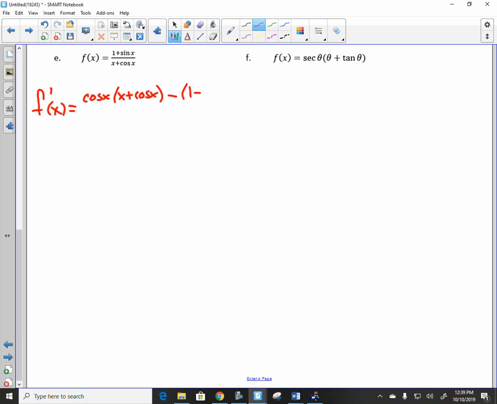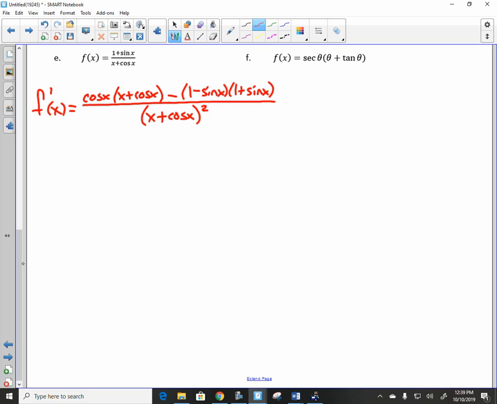1 minus sine squared. 1 minus, just 1 minus sine. What is it? 1 minus sine of x times 1 plus sine of x, all over x plus cosine of x, quantity squared.